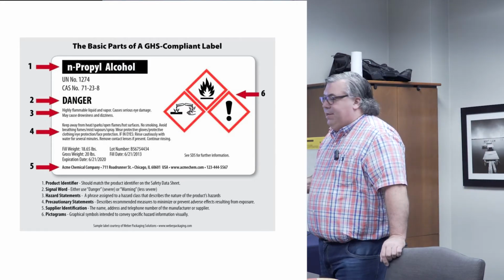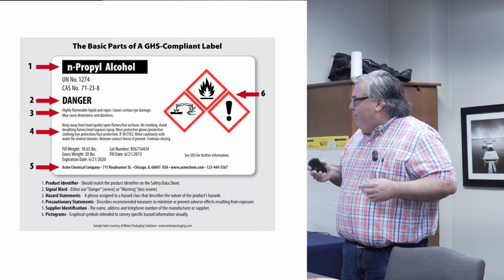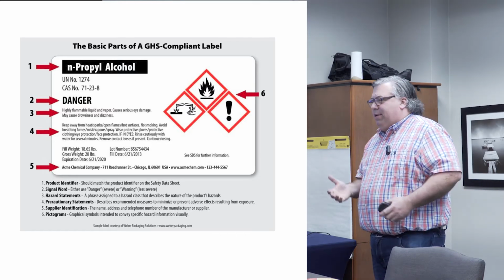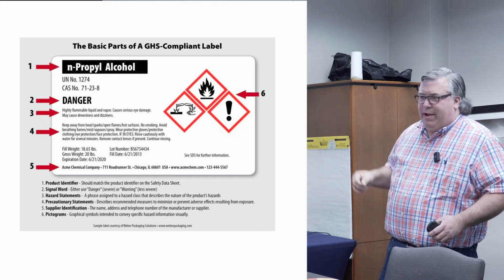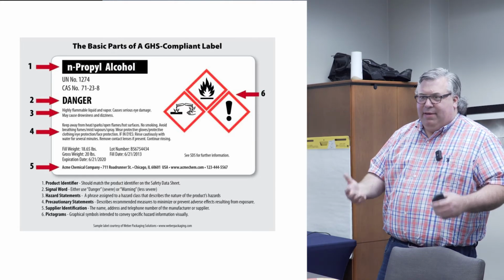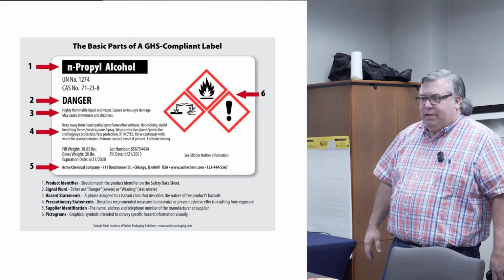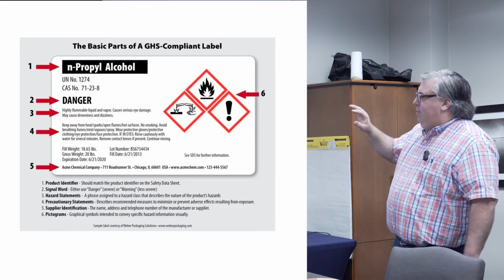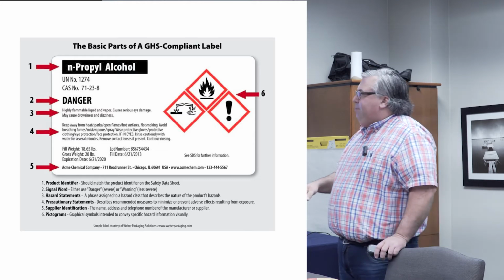Number 1 is the product identifier. So this is the name of the chemical. I say that with air quotes because it's not always a proper chemical name. This may be a brand name. It may be a name that the supplier uses to market their product. So it may be super duper special chemical. Just keep that in mind, that it doesn't always tell you what the chemical is.